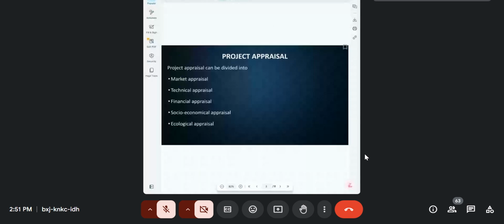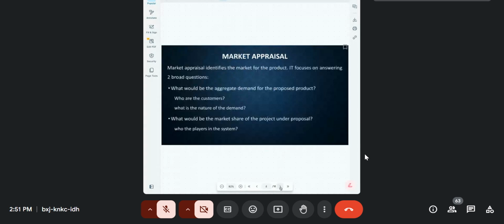So based on what we've just said above, project appraisal can be divided into market appraisal, technical appraisal, financial appraisal, socio-economic appraisal, and ecological appraisal. So we can take a look at this a bit in more detail.